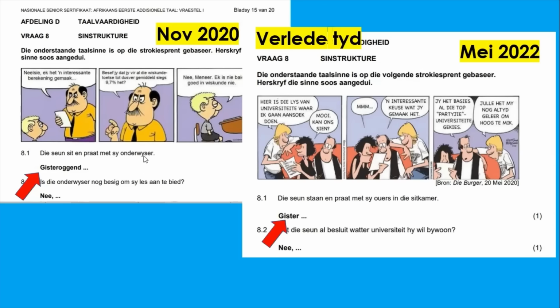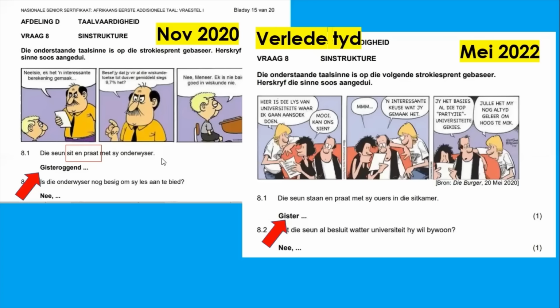Okay, so let's look at the sentence. Die seun sit en praat met sy onderwyser. Okay, there I see what they are testing you on. Okay, they give you 2 verbs. And they want to see, do you know what to do with the 2 verbs? And can you guys remember, what do you need to do? So you need to figure out if these 2 things can be done at the same time, then only the first verb gets a ge. However, if they cannot, then both of them will get a ge. Now, remember, we're going to have a new verb, a past tense verb, and these 2 verbs will be moved to the end of the sentence, to where verb 2 is.